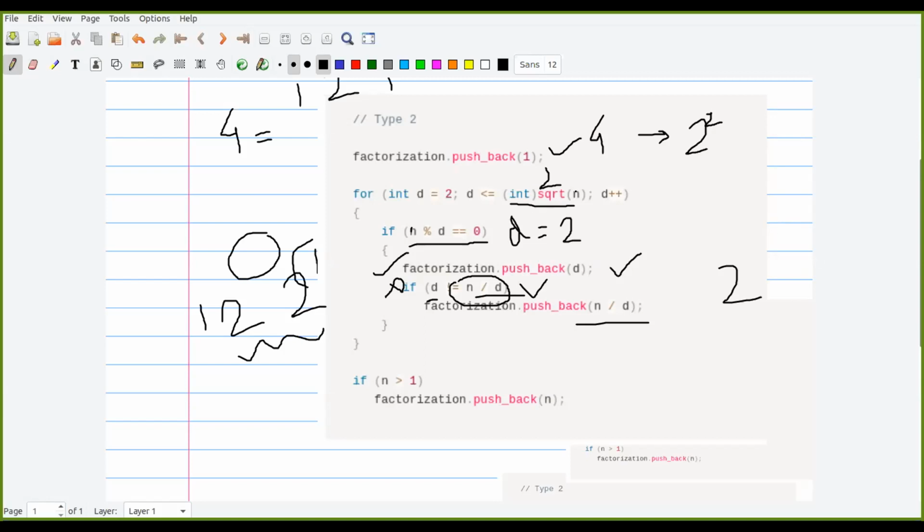Oh, so you want the complete factorization, not just which factors are present. I want every single factor of n. So suppose n is equal to 8. So you want exponents of primes also. I want every single factor.